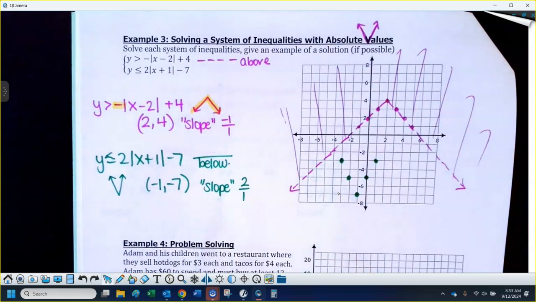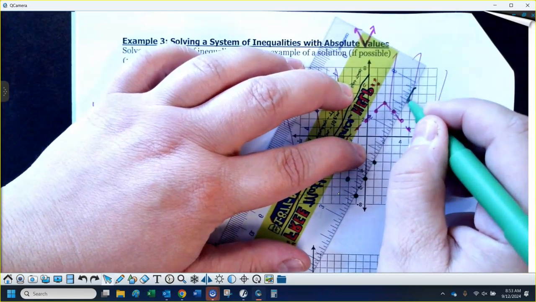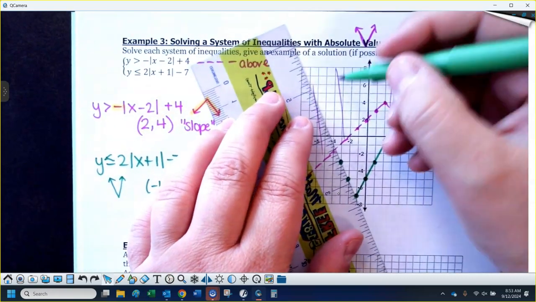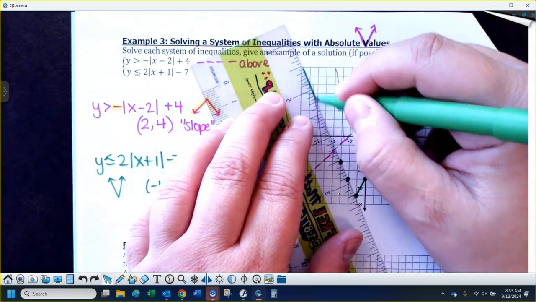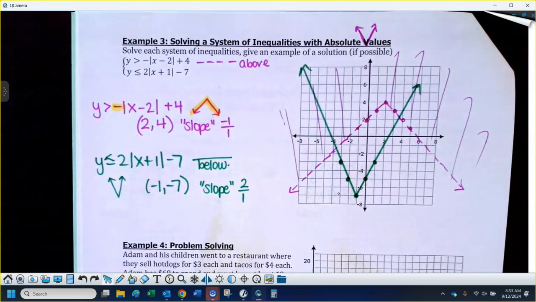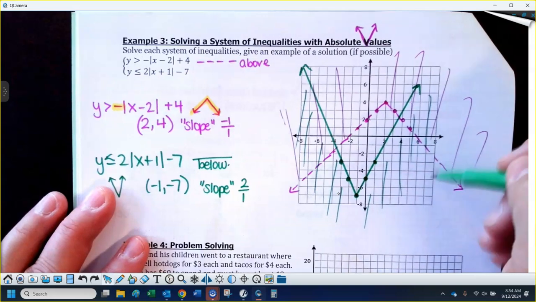Now this one's going to be solid, so let me just use my ruler to help me here. I'm going to connect the dots with a solid line there, and a solid line here. Okay, now this one is kind of weird. I am supposed to be below this V shape here, so it'd be like underneath.